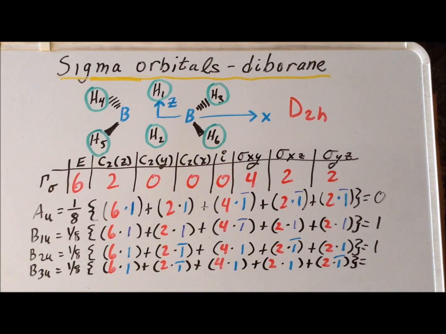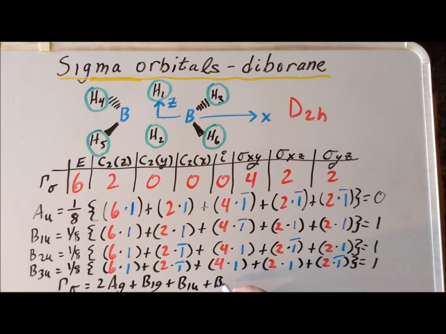Now for B₃ᵤ, we have 1/8 of 6 times 1 plus 2 times minus 1 plus 4 times 1 plus 2 times 1 plus 2 times minus 1, which gives us one of these. So in summary, what have we found? Well, we found that we can write the reducible representation for sigma bonding in borane as 2 copies of the Ag irreducible representation plus 1 copy of the B₁ᵤ irreducible representation plus one of the B₁ᵤ's plus a B₂ plus a B₃ᵤ.